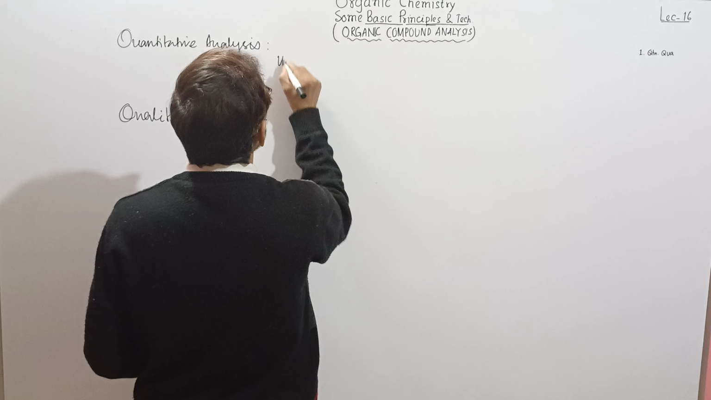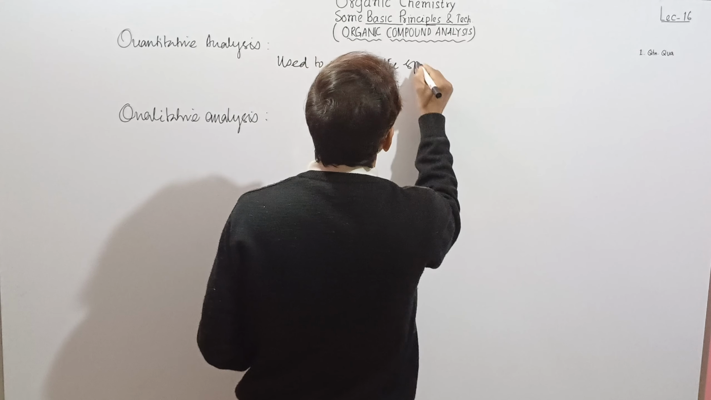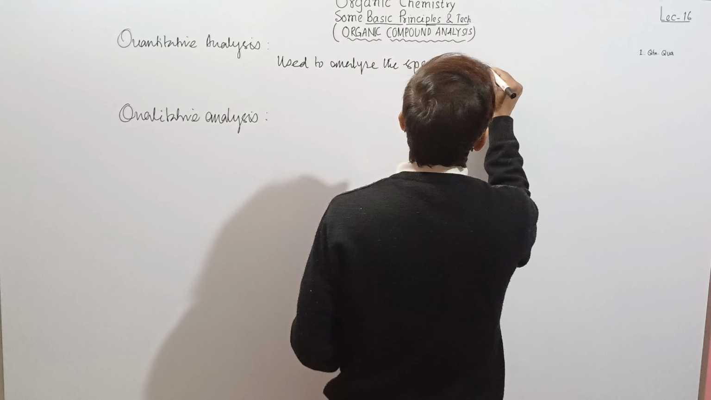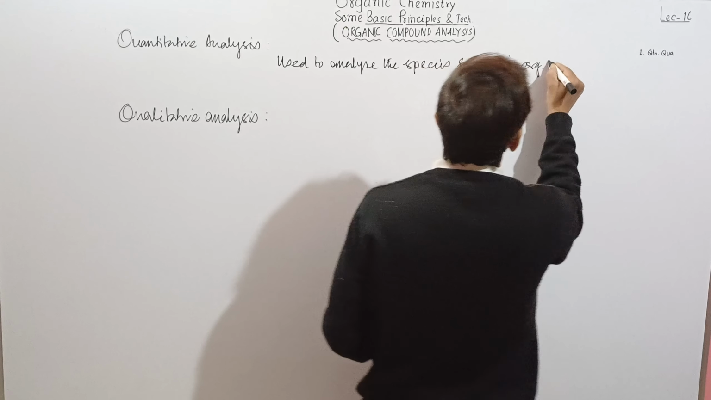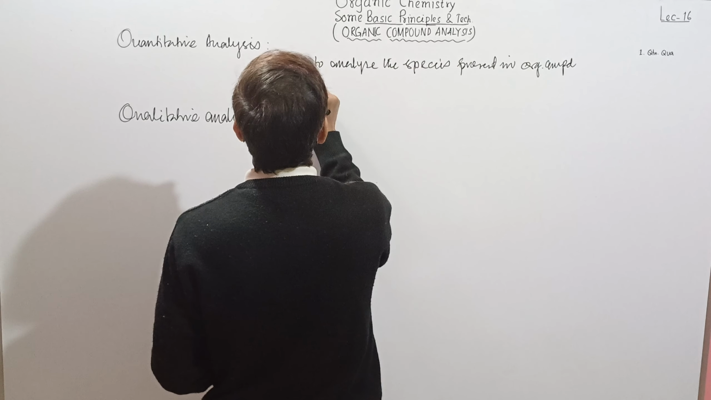Quantitative analysis, in a very nutshell, I am telling you, is used to analyze the species present in organic compound, specially focusing on finding elements or ions in organic compounds.